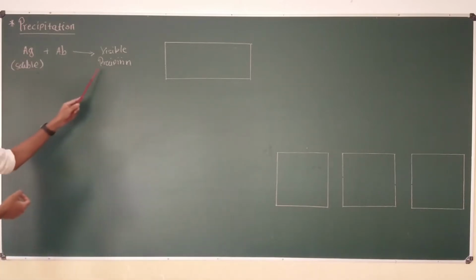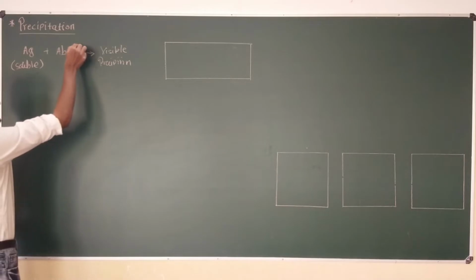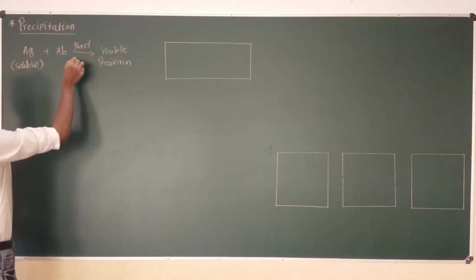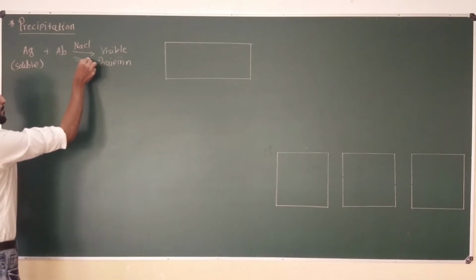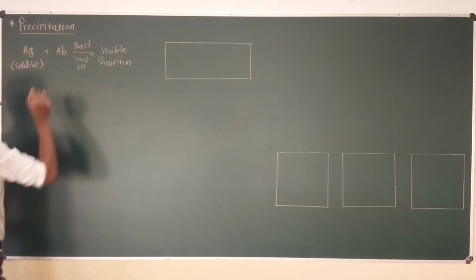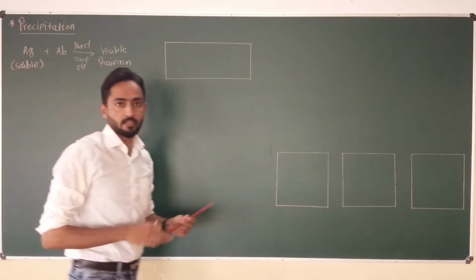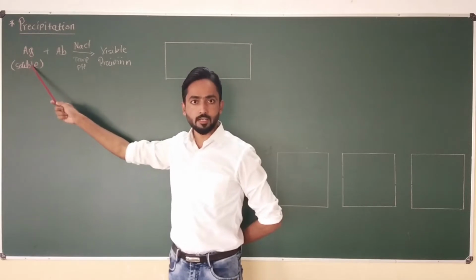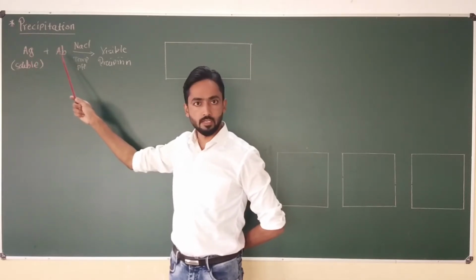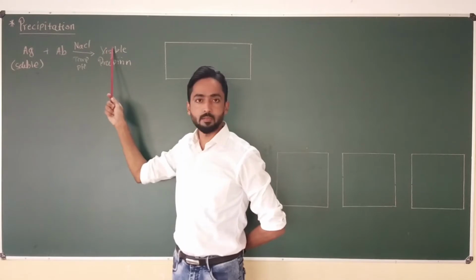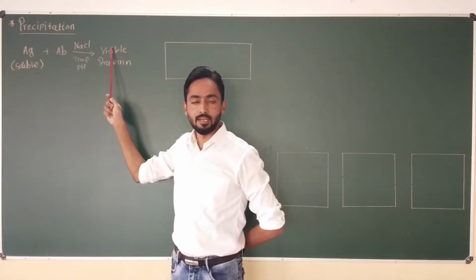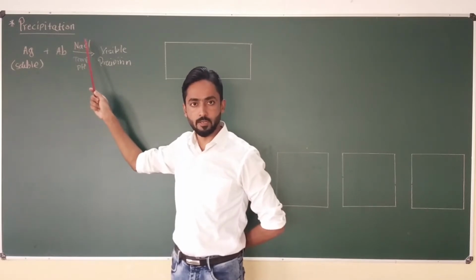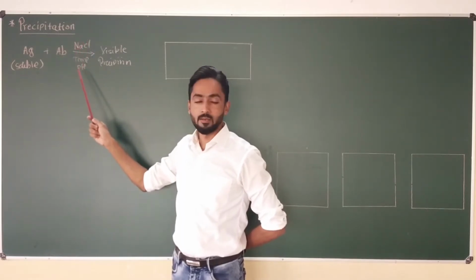This precipitin precipitates out from the reaction mixture and becomes visible as a faint white line. This precipitation reaction only occurs in the presence of an electrolyte like NaCl, at optimum temperature and optimum pH. So we can define precipitation as an antigen-antibody interaction in which a soluble or non-particulate antigen combines with its antibody to produce a visible precipitin complex or lattice, and this reaction only occurs in the presence of an electrolyte like sodium chloride and at optimum temperature and pH.